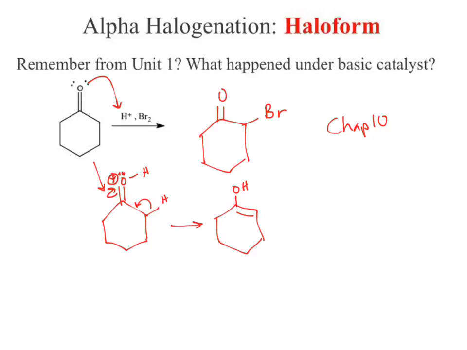Under keto-enol conditions, acidic catalyst, and our bromine electrophile, we can do a substitution, hydrogen for bromine, at the alpha position to a carbonyl. Okay? Kind of neat chemistry, sneaky, hidden, backwards, all sorts of fun stuff. What happened when we run this reaction under basic conditions?